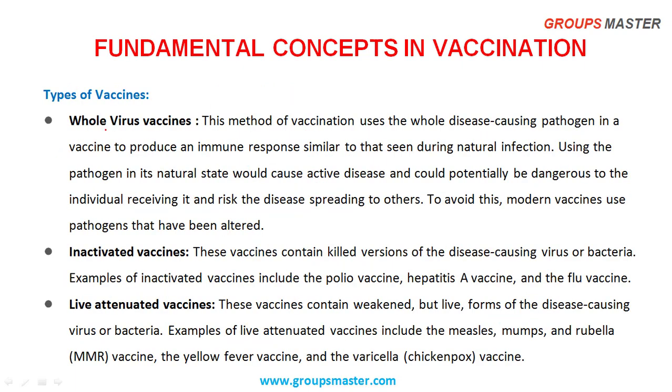Next, types of vaccines. First one is whole virus vaccines. This method of vaccination uses the whole disease causing pathogen in a vaccine to produce an immune response similar to that seen during natural infection.